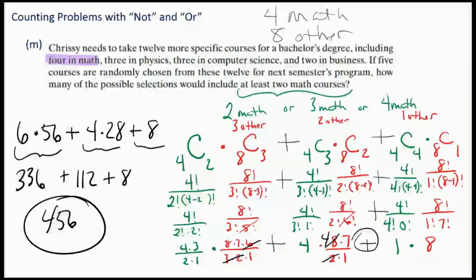Notice I went ahead and calculated 6 times 56 is 336, 4 times 28 is 112, plus 8, and then I added 336 plus 112 plus 8 to get a final answer of 456 possibilities for Chrissy to select 5 classes from the 12 that she has to take, where she has at least 2 math courses.